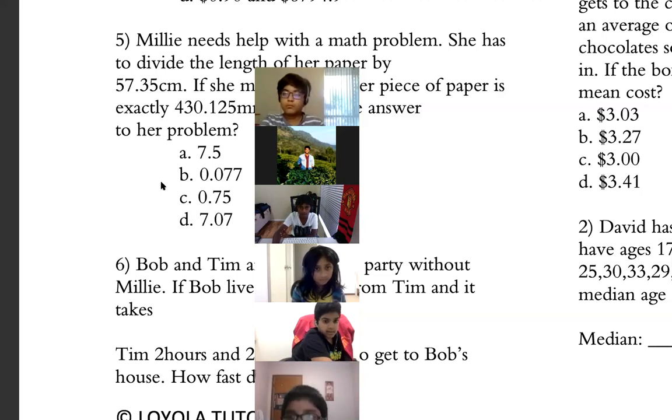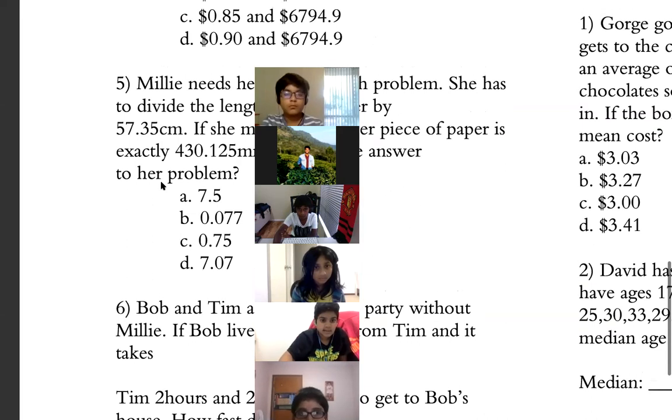Tim takes 2 hours and 2016 seconds to get to Bob's house.